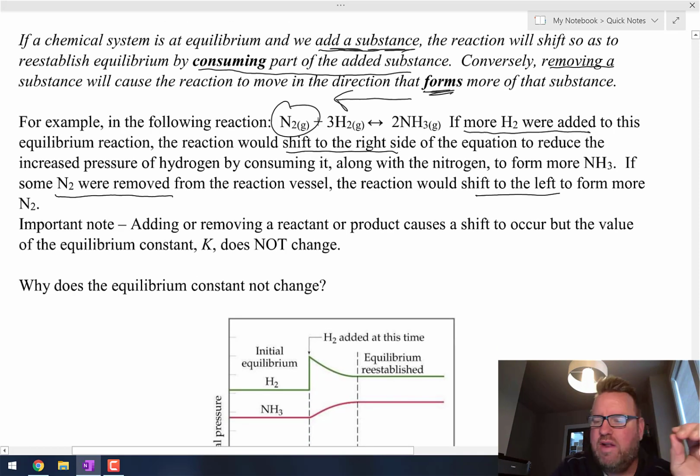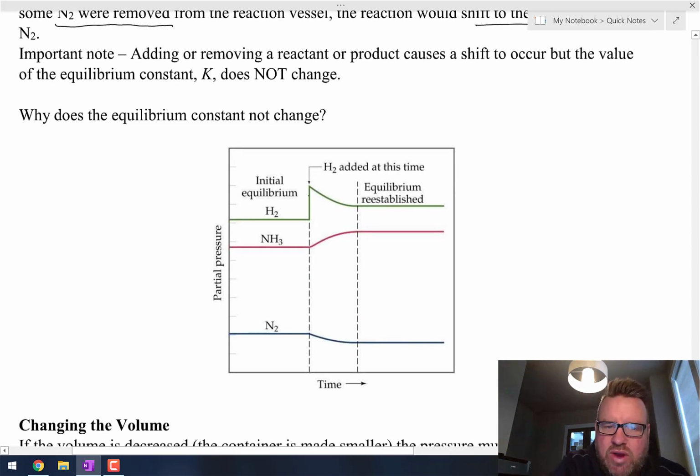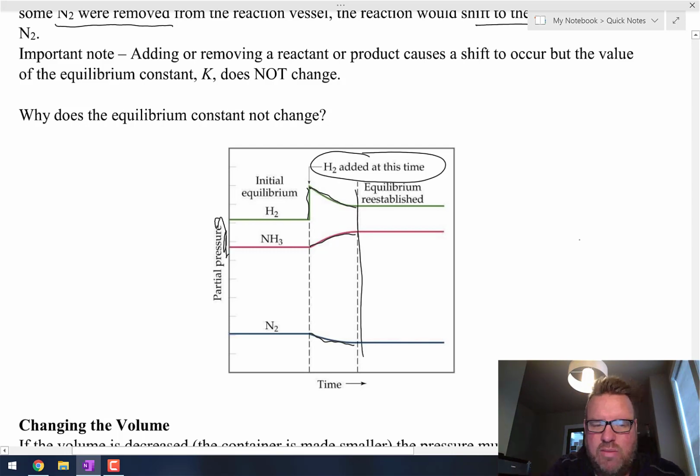Now none of these things cause the equilibrium constant to change, so the equilibrium constant will still stay the same. It's going to shift to the right, it's going to shift to the left, but the value of the equilibrium constant doesn't change. So here you can kind of see what it does. If we add some hydrogen, the amount of hydrogen goes up, but then after it goes up, it's going to shift to the right. So then the amount of hydrogen is going to go back down a little bit, along with nitrogen. Both of the reactants are going to go down, and then the product, NH3, is going to go back up, and now we've reestablished equilibrium.